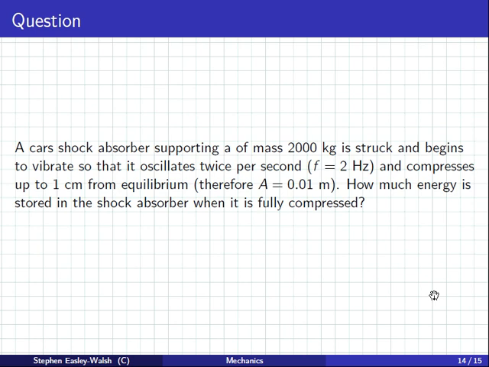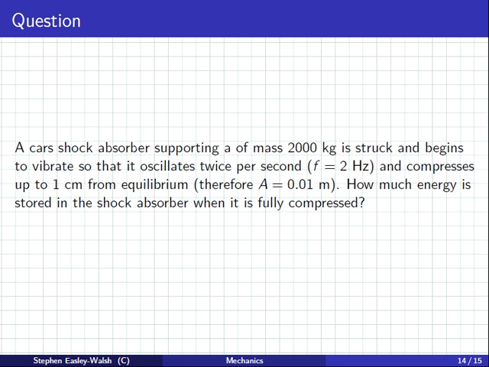A car shock absorber supports a mass of 2,000 kilograms, is struck and begins to vibrate so that it oscillates twice per second and compresses up to 1 centimeter from equilibrium. How much energy is stored in the shock absorber when it's fully compressed? You all maybe know this about cars. Under the car you have these big springs. They're called shock absorbers, right? When the car hits a bump on the road, the spring compresses and then slowly vibrates. But because of damping, it very quickly stops.